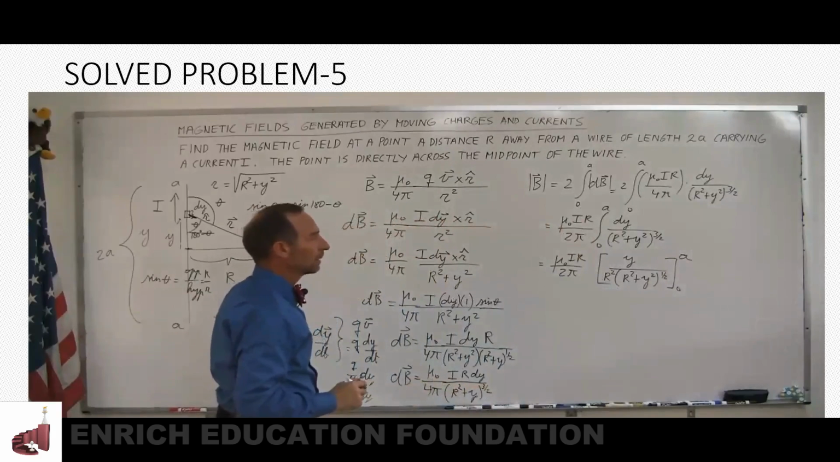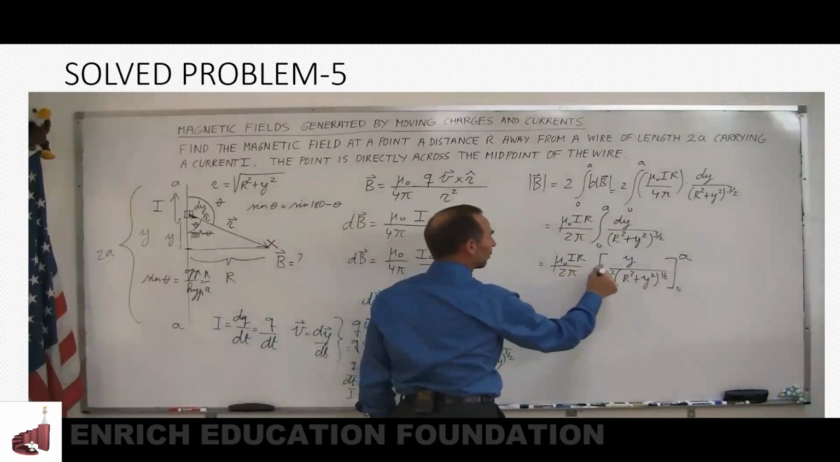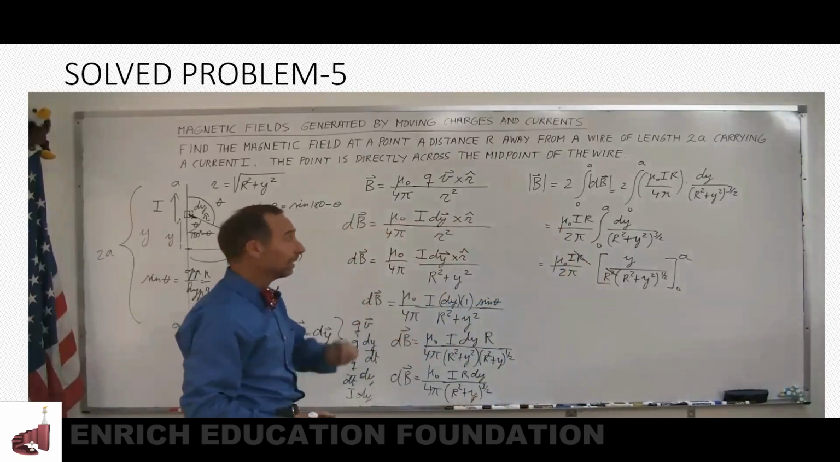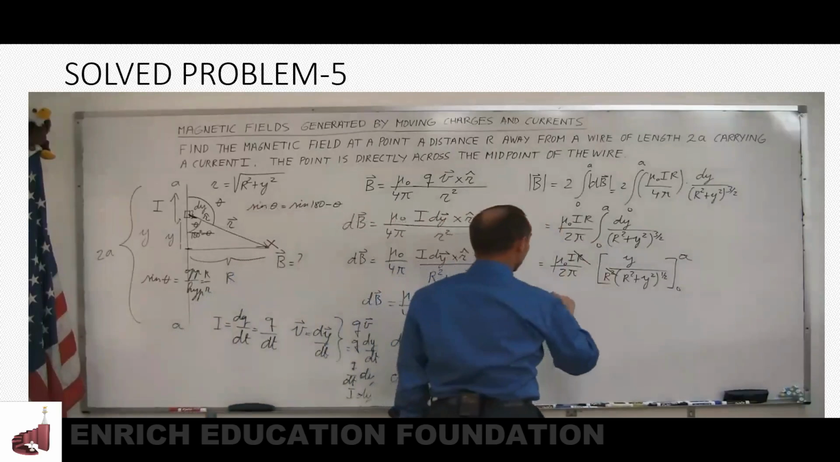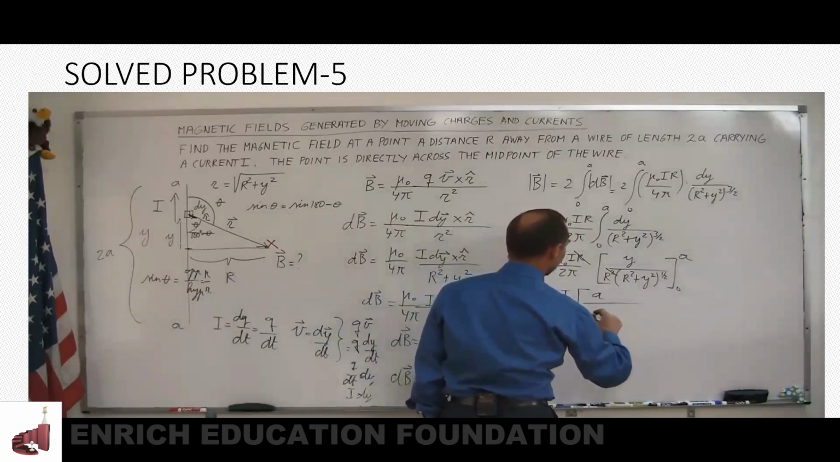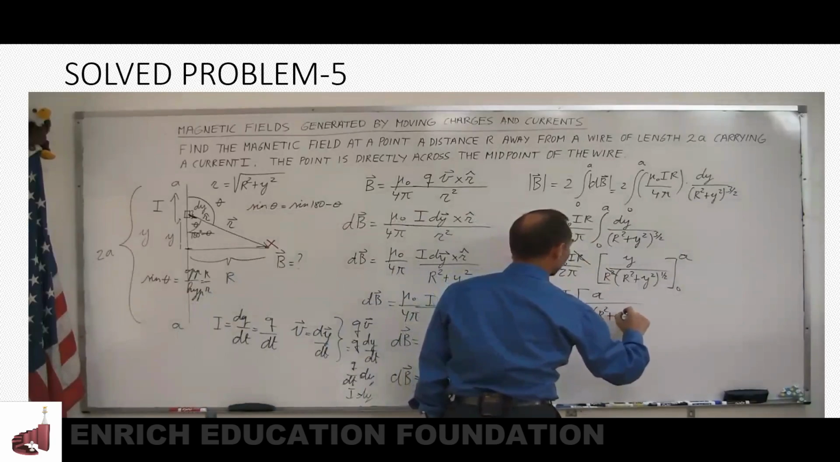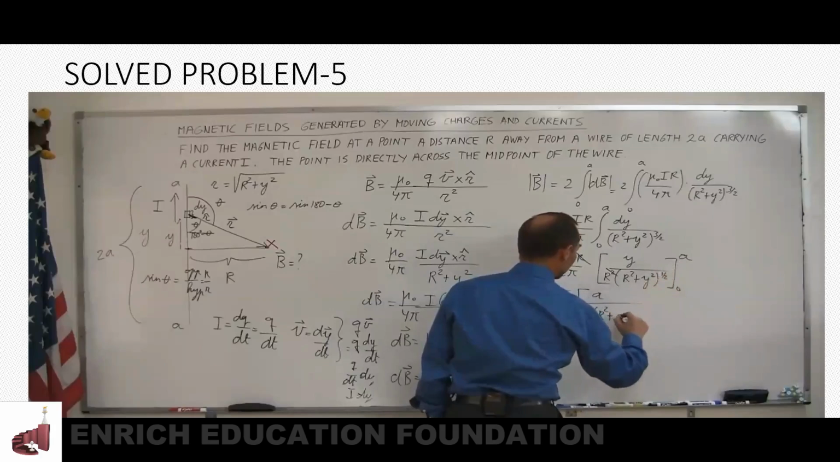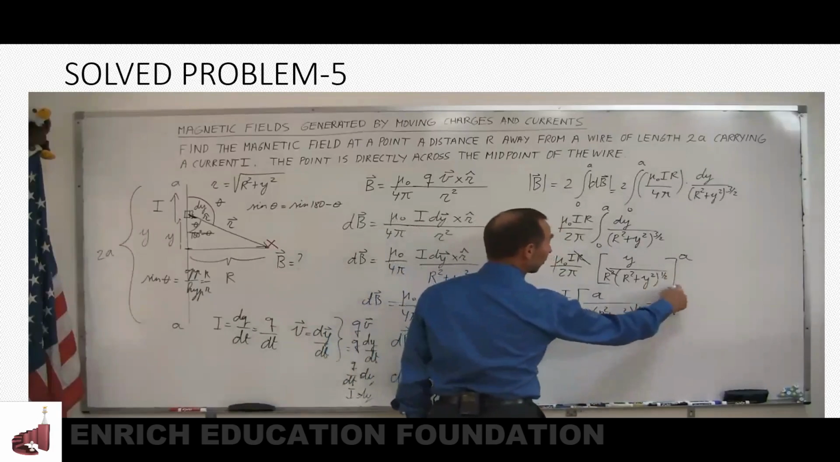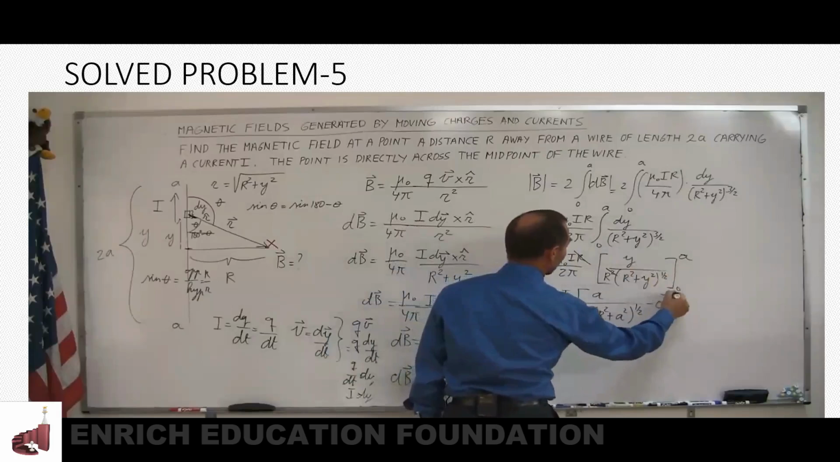Now you notice that this r will cancel out one of those r's. And now we go ahead and evaluate that. When we plug in the upper limit, this is equal to mu sub naught I over 2 pi times a divided by r times r squared plus, instead of y, we substitute a, so a squared to the 1/2 power, minus when we plug in the lower limit. Now notice when we plug 0 into the numerator, that goes to 0. So that disappears.